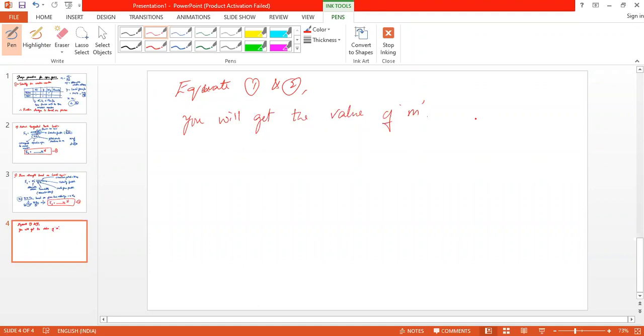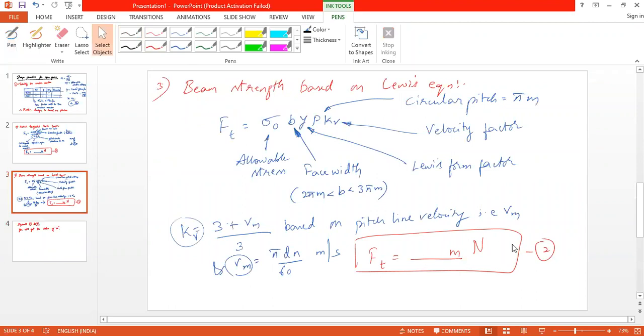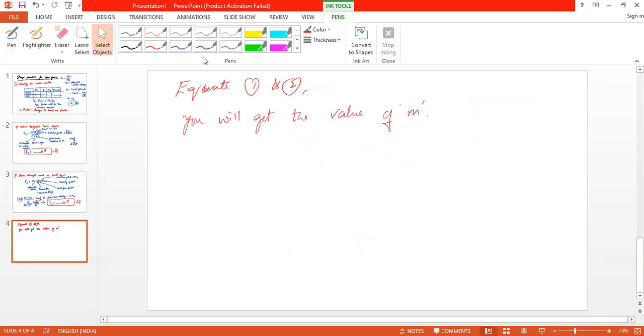Sometimes you will not be knowing the value of diameter D. Assume that you don't know D. You will have this diameter D in terms of m z, that is d is equal to m z. If you know the value of d, then you can get the value of Vm. If you know Vm, you can get kV. And if you know kV, you can get the value of module.